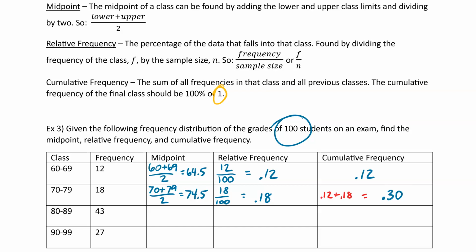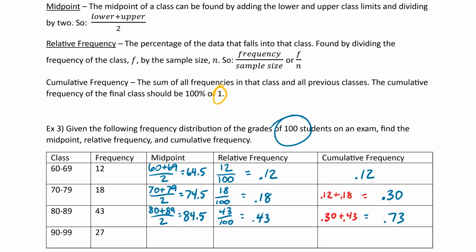So for 80 to 89, we have 80 plus 89 divided by 2, which is going to be 84.5. Relative frequency would be 43 over 100, so 0.43. And then to find that cumulative frequency, we take the previous cumulative frequency, so 0.3, add on our relative frequency that we just got, so 0.43, and that gives us a new cumulative frequency of 0.73.